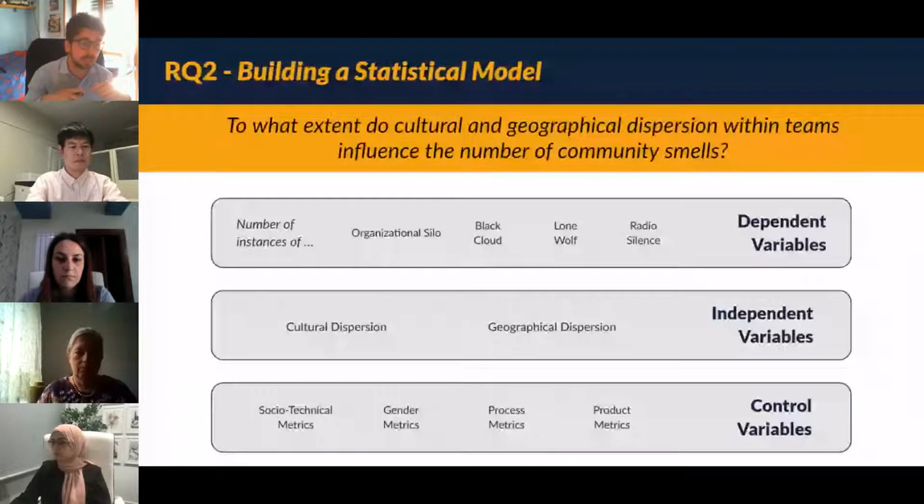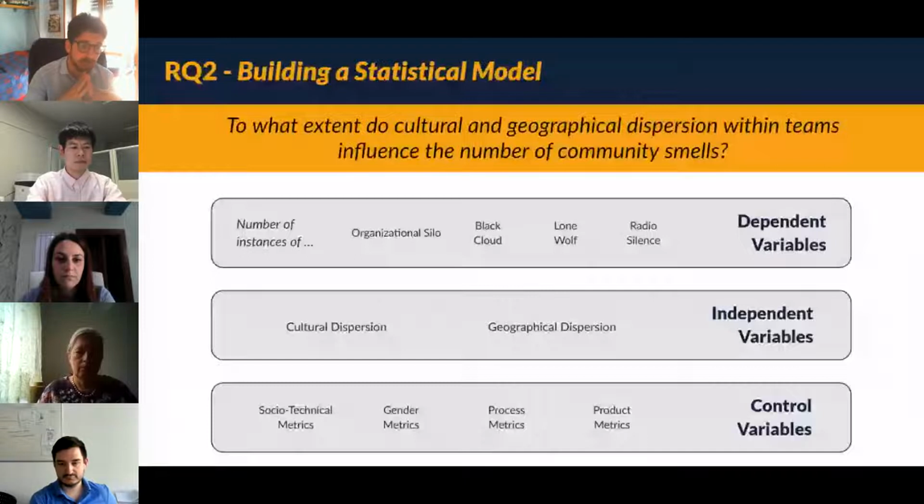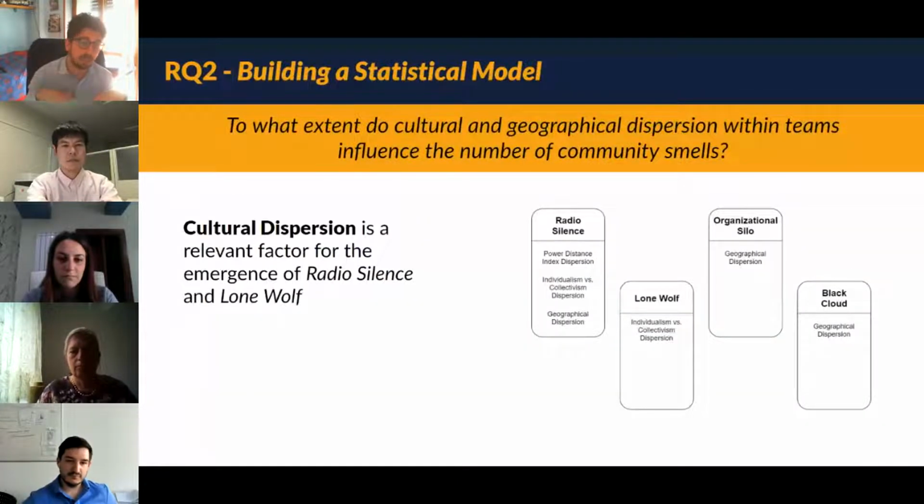For our second research question, we built 4 regression models, representing the communication and collaboration patterns in software communities using 4 categories of community smells, namely organizational silo, black cloud, lone wolf, and radio silence. And we studied the relationship between the dispersion metrics and other control factors on the emergence of such community smells. Our study revealed that cultural dispersion is relevant for the emergence of radio silence and lone wolf effect, and that geographical dispersion is relevant for all the smells except lone wolf.